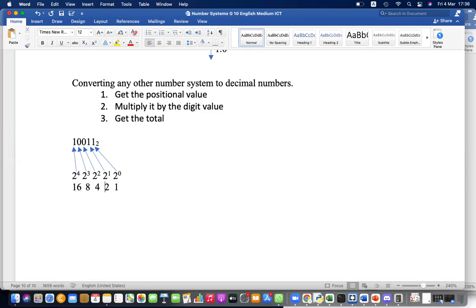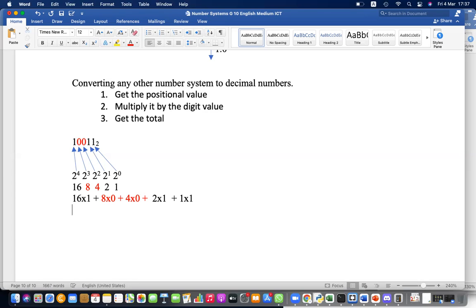Let me make these zeros red color, because those are zeros, so you have to add only the black values. The standard method is 16 multiplied by 1, plus 8 multiplied by 0, plus 4 multiplied by 0, plus 2 multiplied by 1, plus 1 multiplied by 1. So you have to add them together.